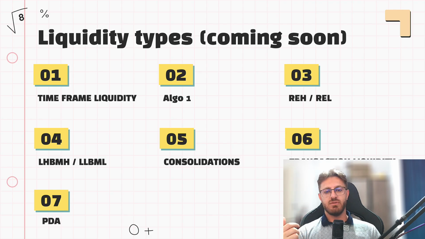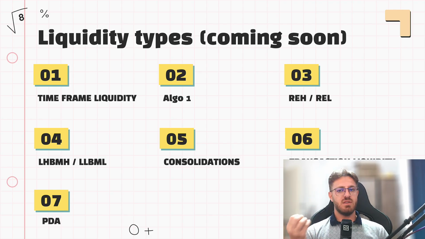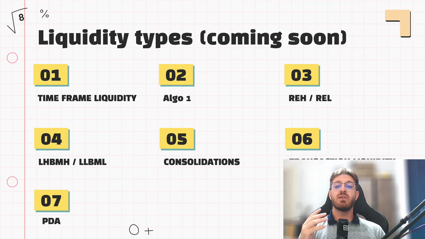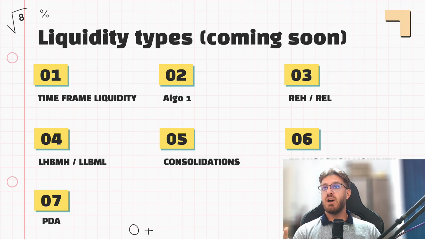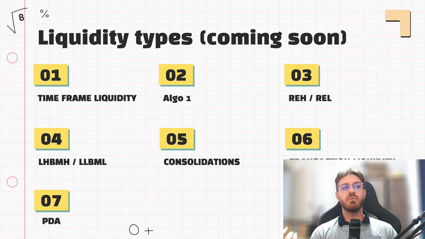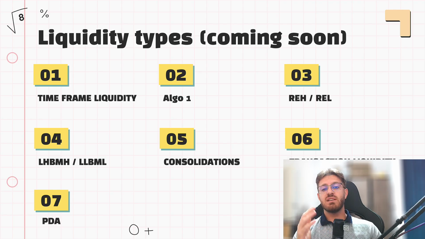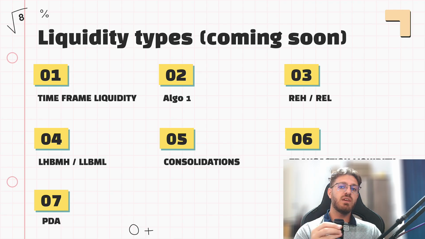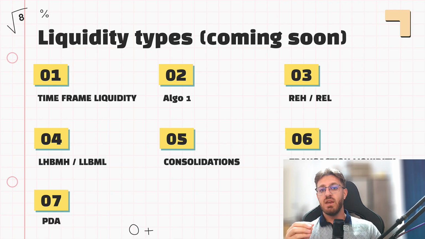First is time frame liquidity. Daily highs and lows, for example, is a kind of time frame liquidity. Algo 1 liquidity, the early traders, relative equal highs and lows. Last high before main high and last low before main low, consolidations or accumulation phases, transaction liquidity or pullback liquidity, and even the PDRs, that all pure ICT traders, which I believe that no one of them are making money, are talking about every day. These are useful, but with confluence with other concepts.